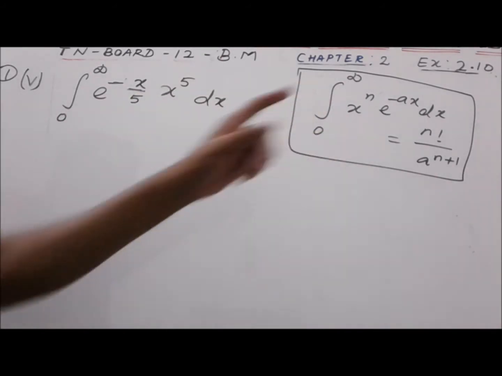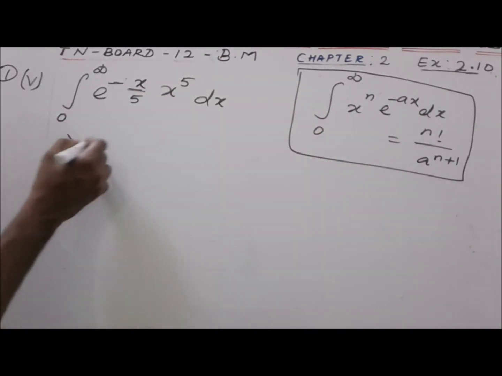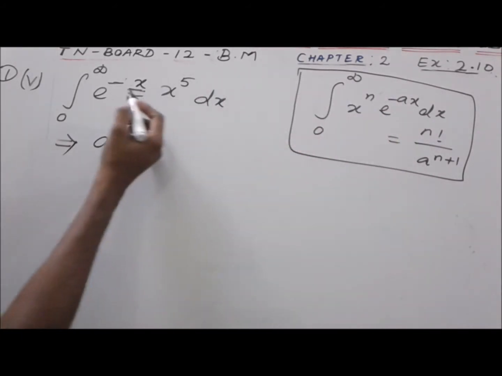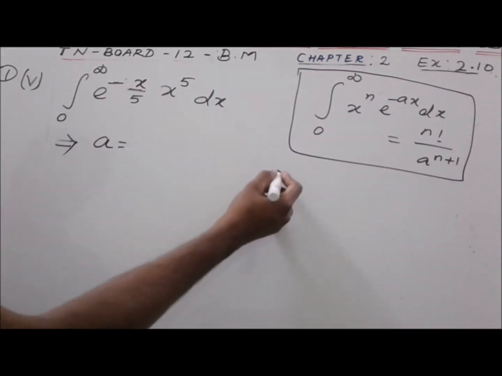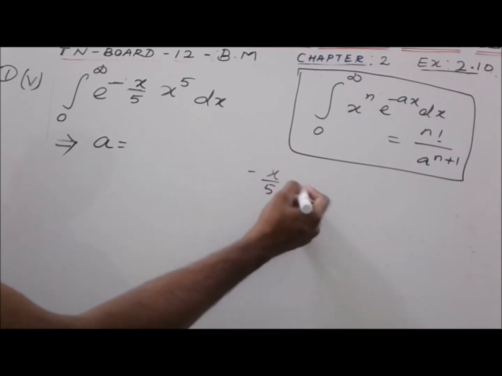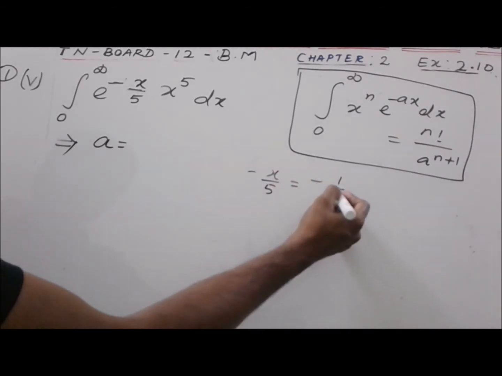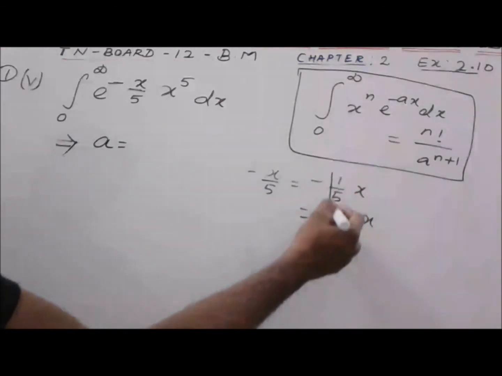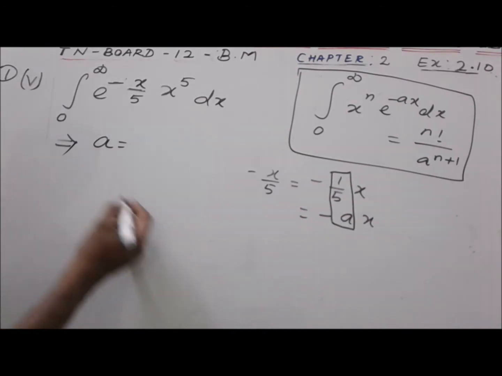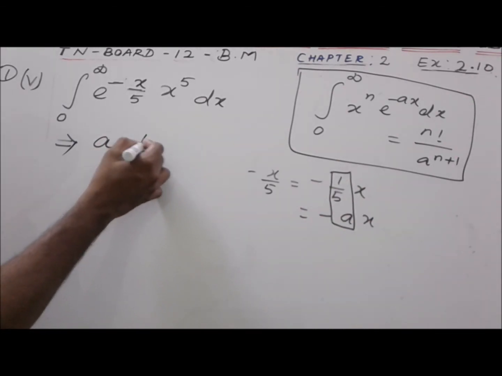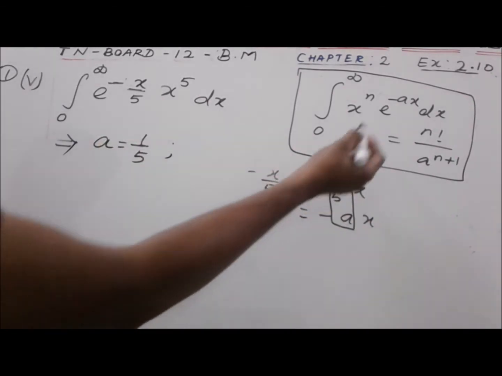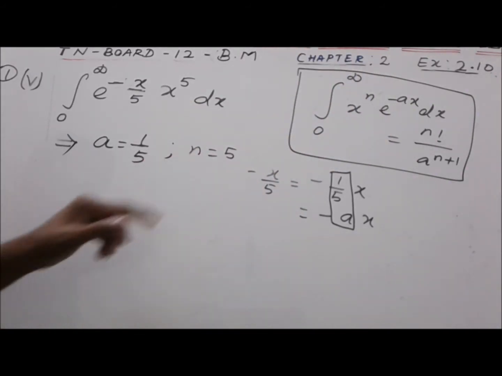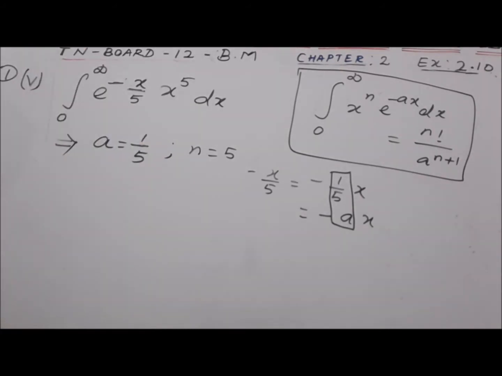So comparing these two, which implies a equals the coefficient of x in the power of e. The coefficient of x in the power minus x by 5 is minus 1 by 5 into x, which is equal to minus ax. Now a equals 1 by 5. And n equals the power of x, so n equals 5. A equals 1 by 5 and n equals 5.